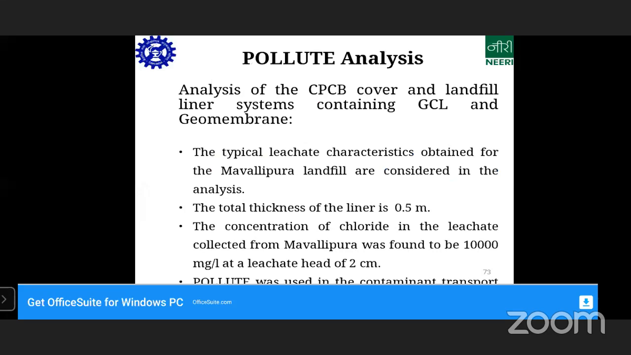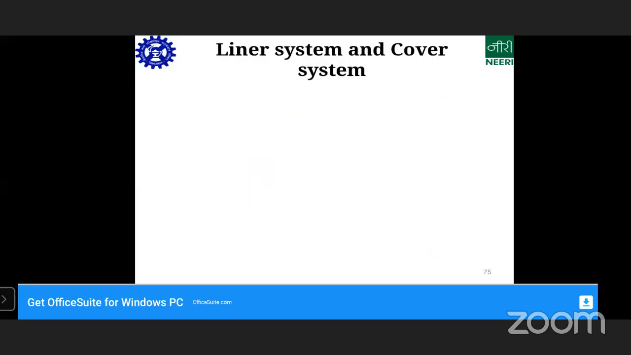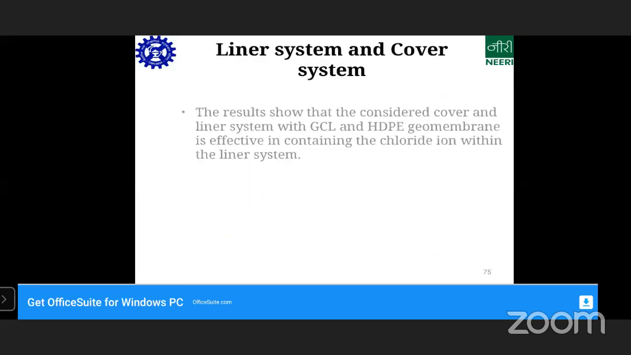You have to make sure that it doesn't get mixed with the groundwater, or you have to see simply how deep it can go. So Pollute is a software used for that. I've just taken some initial concentrations, initial chloride concentrations around 10,000, and see to what depth it goes and in how much time.